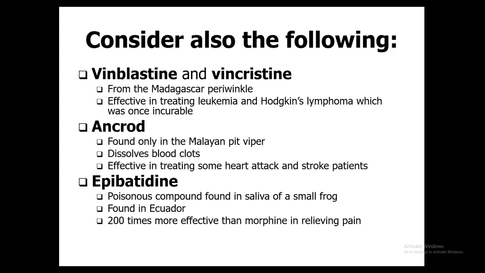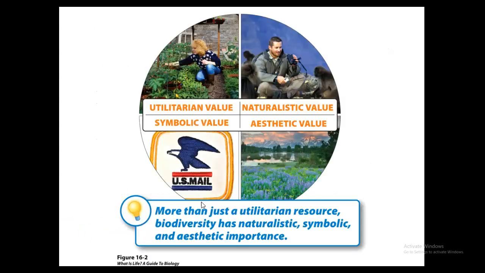Then you have epibatidine. This is a poisonous compound found in the saliva of small frogs in the Ecuadorian region. It's 200 times more effective than morphine in relieving pain. So it's more than just a utilitarian resource. Biodiversity has a naturalistic, symbolic, and aesthetic importance as well.